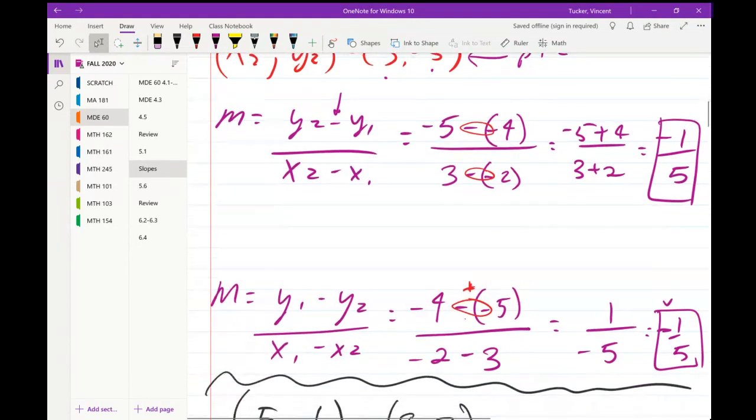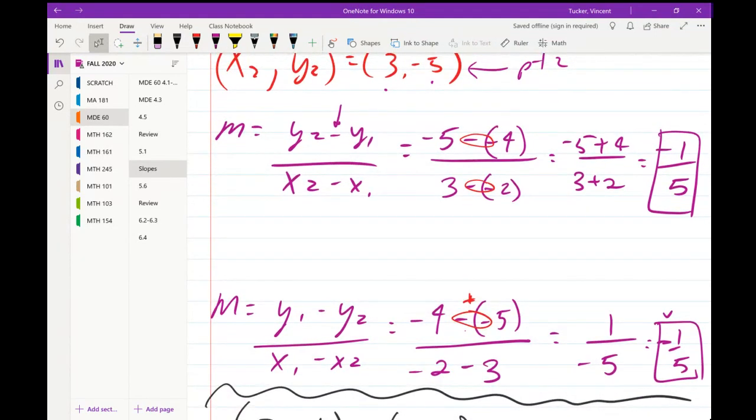So if we decide to go the other way with it, do y1 minus y2 over x1 minus x2, just switching around your numbers. Y1 is -4 minus y2, which is -5. Then x1 is -2 minus x2, which is 3.